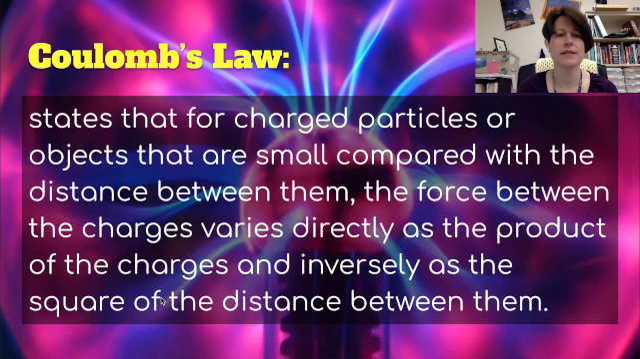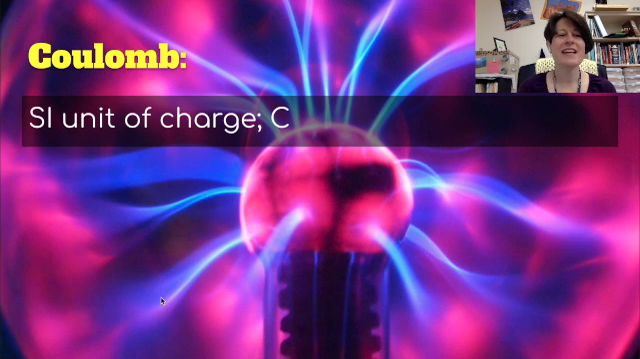Coulomb's law states that for charged particles or objects that are small compared with the distance between them, the force between the charges varies directly as the product of the charges and inversely as the square of the distance between them. Now that's a mouthful, but we're going to represent that with an equation that I'm going to show you in a little bit. And the SI unit of charge is the Coulomb, which is represented by a capital C. So Coulomb's law, charge, capital C for Coulomb, the unit of charge.